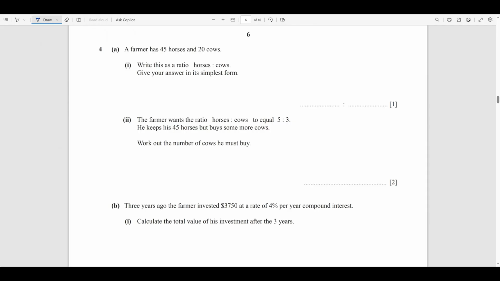Question 4. A farmer has 45 horses and 20 cows. Write this as a ratio, horses to cows. So 45 and 20, you can divide them one by one, or you can also take the HCF of them, right? 5 divides both 45 and 20, and 9 and 4 are not further divisible by one common number, so that means 5 is the common factor. So 45 changed to 9 and 20 changed to 4, so it's going to be 9 is to 4, right?